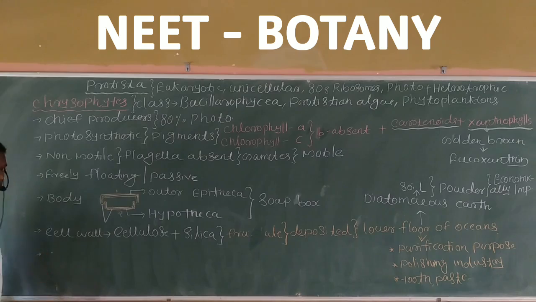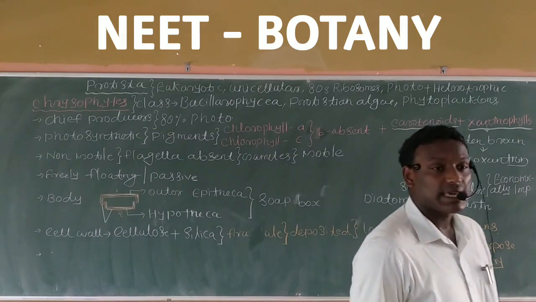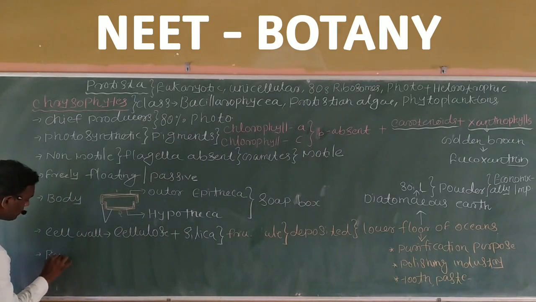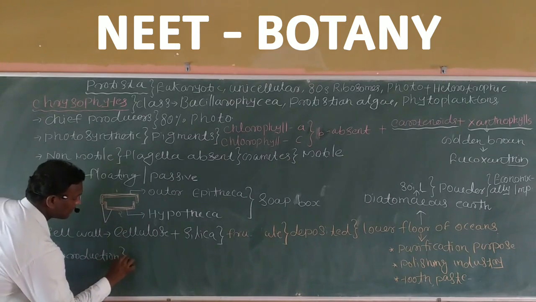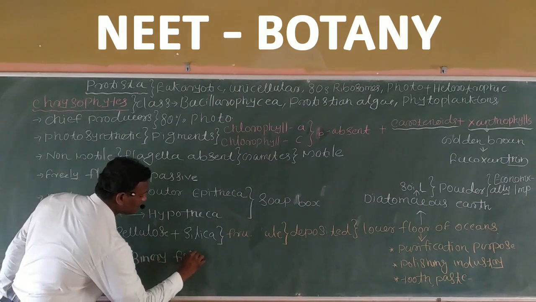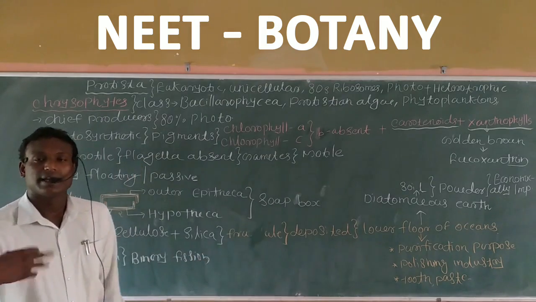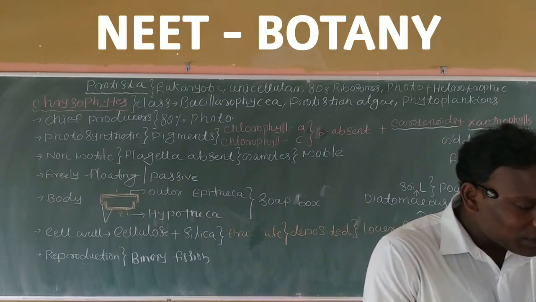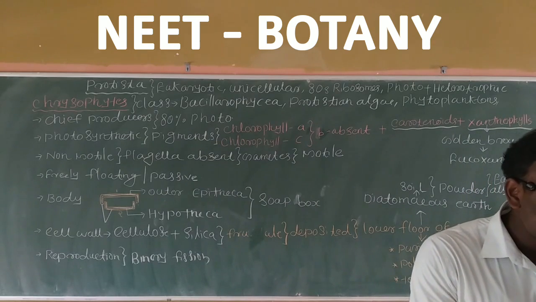Listen, next one more important point you have to know. In the case of chrysophytes, the method of reproduction is generally binary fission. Binary fission means one cell will be divided into two daughter cells. That is called the process of binary fission. That point also you should note.